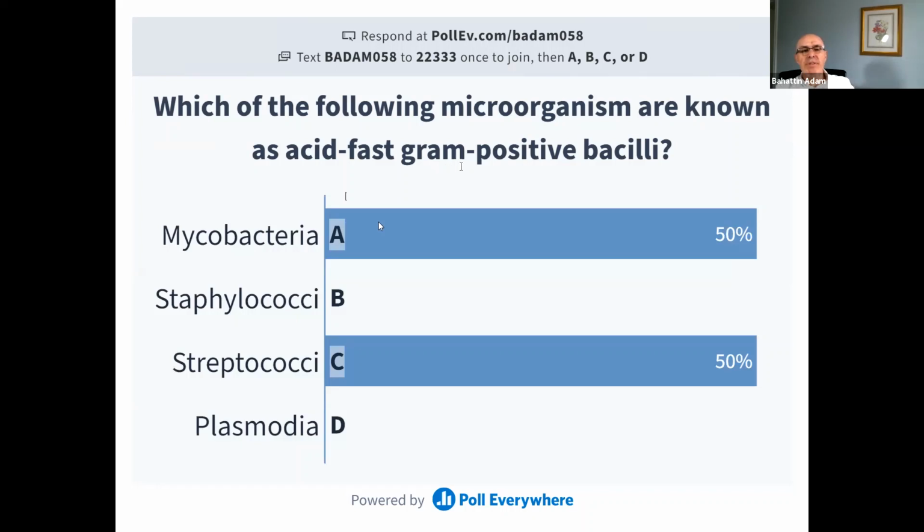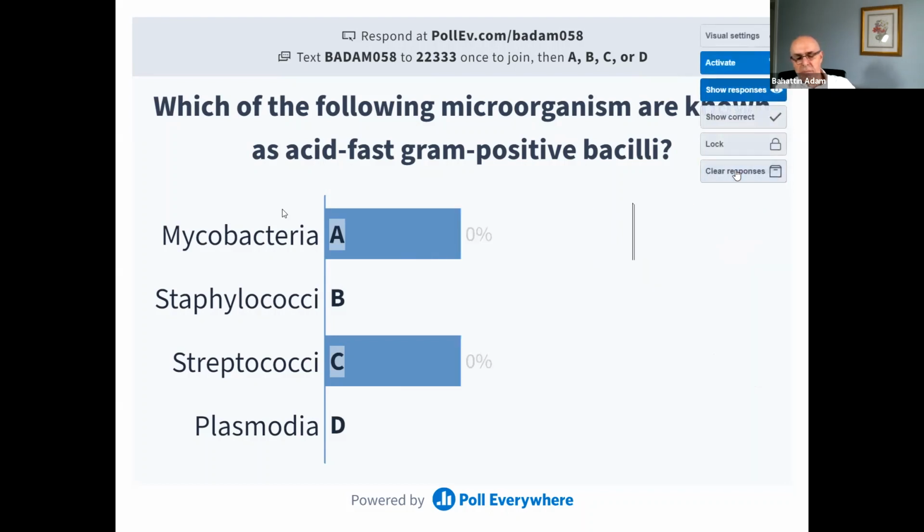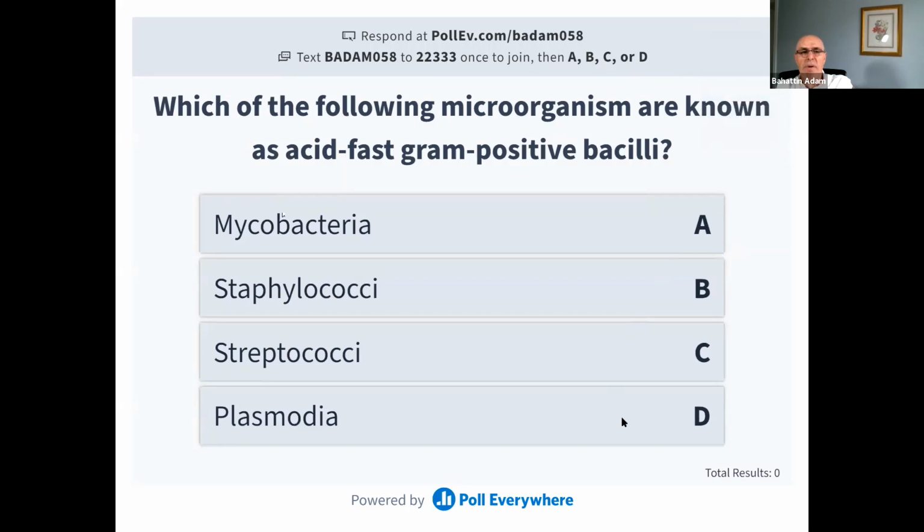Okay, acid-fast gram-positive bacilli is mycobacteria. Okay, Mycobacterium tuberculosis is a cause of tuberculosis, right? It is important, okay, maybe one of the common diseases that we see in the United States in terms of mycobacteria.